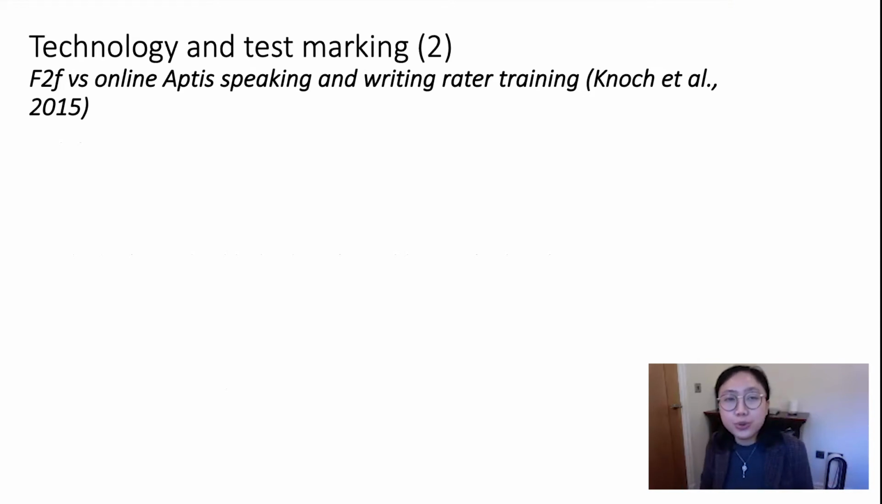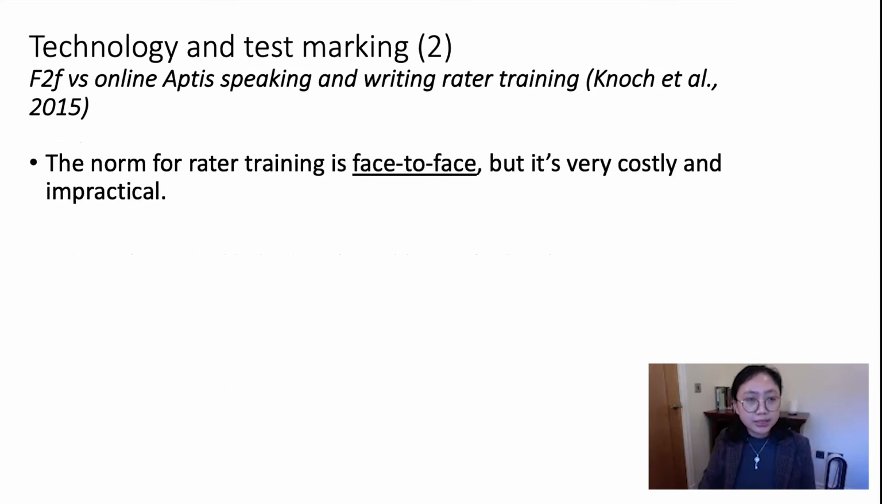Now let's turn to rater training. And this time it's a study by Nock et al. So the norm for rater training is that it's usually done face-to-face, but we all know it's very costly and impractical because we have to bring together raters who usually live in different parts of the country. Testing organizations have to pay for transport, lodging, etc. So very impractical, really.